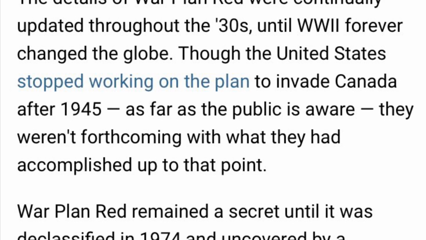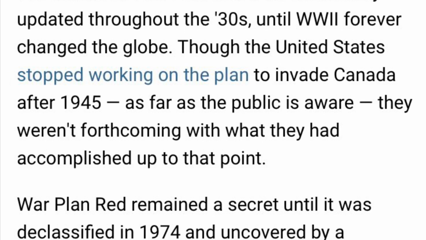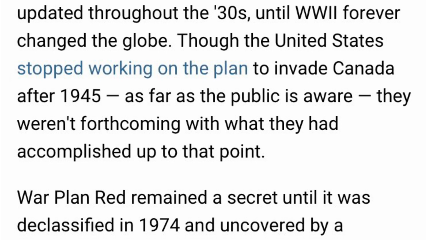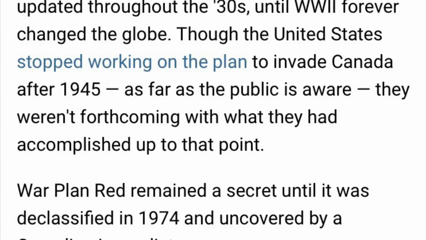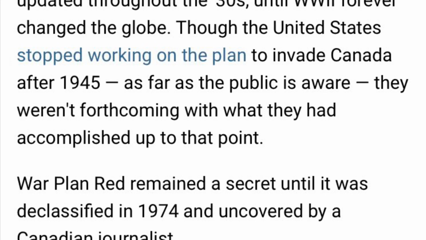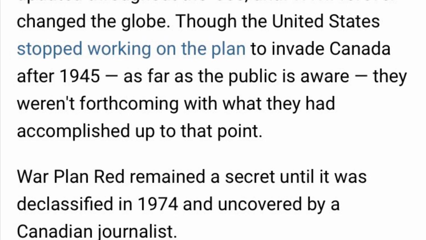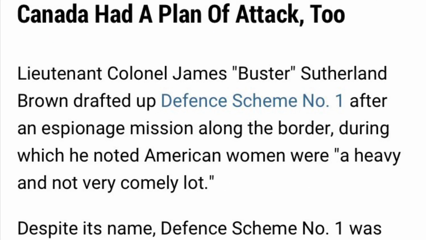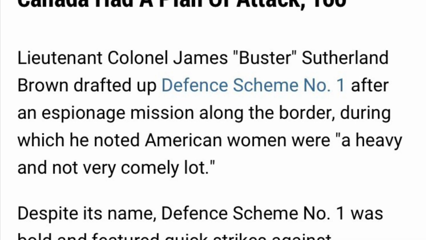Though the U.S. stopped working on the plan to invade Canada after 1945, as far as the public is aware, of course, they weren't forthcoming with what they had accomplished up to that point. War Plan Red remained a secret until it was declassified in 1974 and uncovered by a Canadian journalist. But the kicker is, Canada had a plan of attack too.